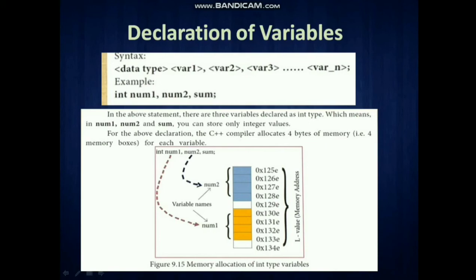The value stored, shown in orange, is called the R value. Here the memory address is found in hexadecimal numbers. These are all hexadecimal numbers. That is called the L value. The memory address is called the memory L value. Num1 and num2 will be added and stored in the sum variable. Sum means addition, so num1 plus num2. Those two variables will be added and stored in the sum variable, which will be allocated another memory location to store the result.